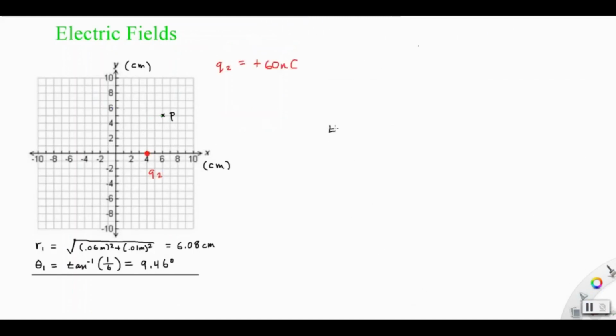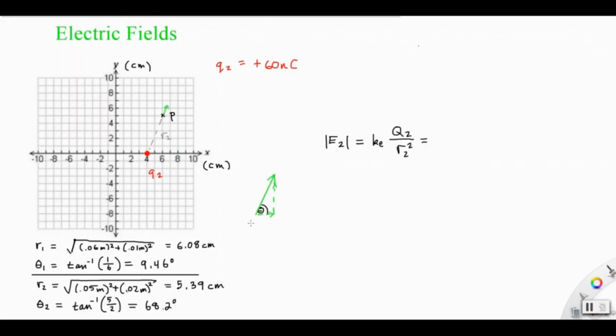Let us find the magnitude of the electric field due to the presence of charge 2. Again, we're going to be interested in locating the radial line here and finding an arrow that represents the electric field due to this charge. Okay, so I have my triangle here, the same as we had before, with my new theta 2.